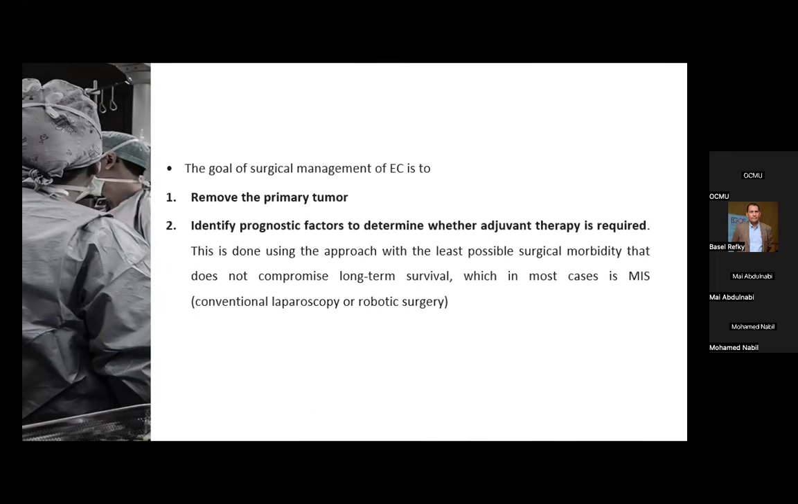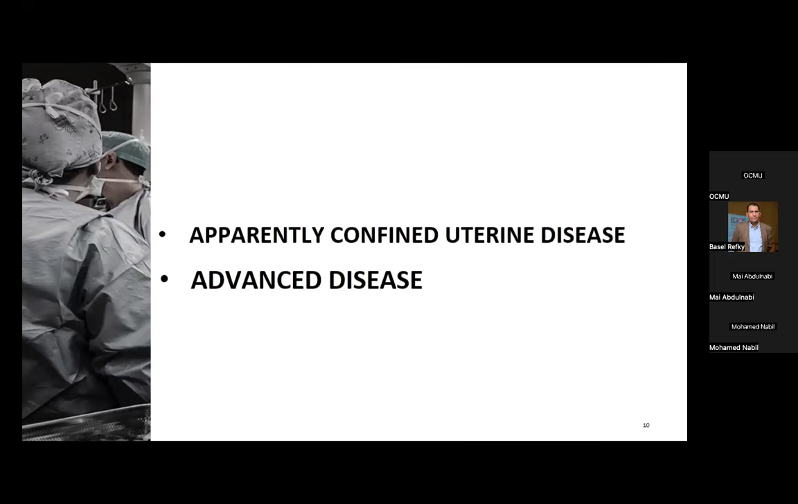So the goal of the surgical management is mainly to remove the primary tumor with curative intent, and second, the identification of the prognostic factors to determine whether adjuvant therapy is required. Like in the lymphadenectomy, we do it mainly not for curative intent, but for staging intent. If we find the nodes positive, we can give radiotherapy. If they're negative, we can omit the radiotherapy, and that's how it goes.